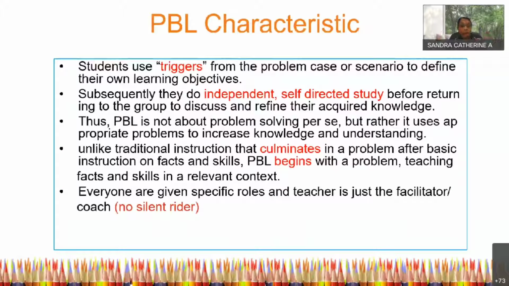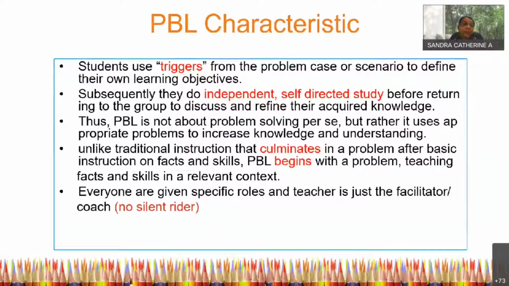Okay, so before we start a class, the problem case or the case study or the question that we want the students to learn is what is known as triggers. We call that a trigger. So it can be, like I said, a news clipping regarding the issue, an image, a comic, anything which is related to the problem, where the student would not find it immediately, because we want them to think critically. So once we have shown the triggers to the students, they have to do an independent or self-directed study.